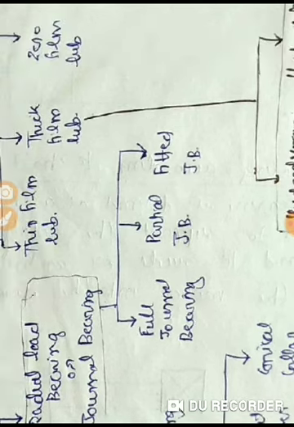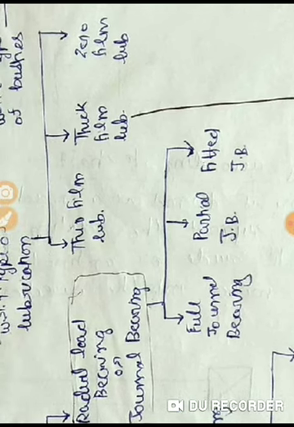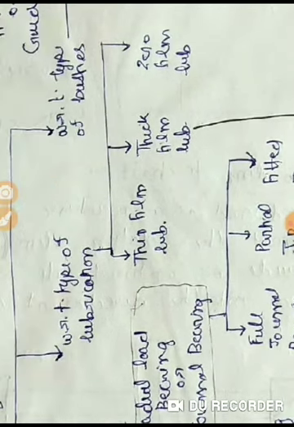And fitted journal bearing is the bearing which has the shaft fixed in the bearing. That means it is completely surrounded by the bearing, and the shaft is completely fitted, it cannot be removed. That is built into the bearing. So this type of bearing is called what? Fitted journal bearing.